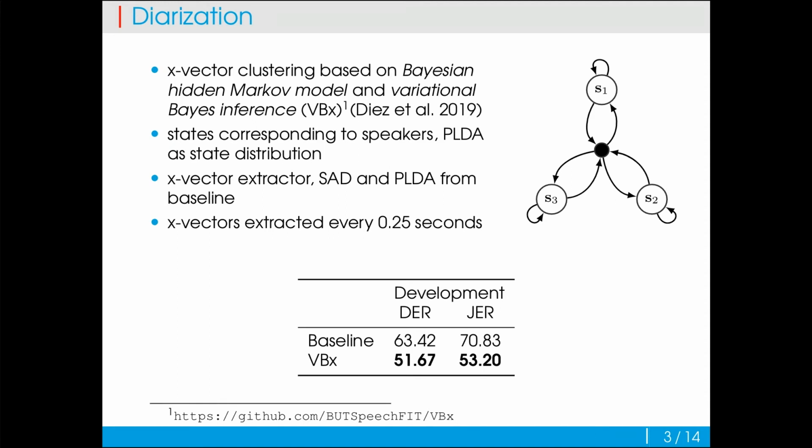One difference to the baseline system is that we have extracted the x-vectors more finely. We have extracted 4 x-vectors per second, which is, I think, 3 times more than what was used in the baseline system. The results presented here are on the dev set evaluated with the diarization metrics. You can see improvements here on both DER and JER of about 10 and 20 points. And this is compared to the baseline system, which uses agglomerative hierarchical clustering.